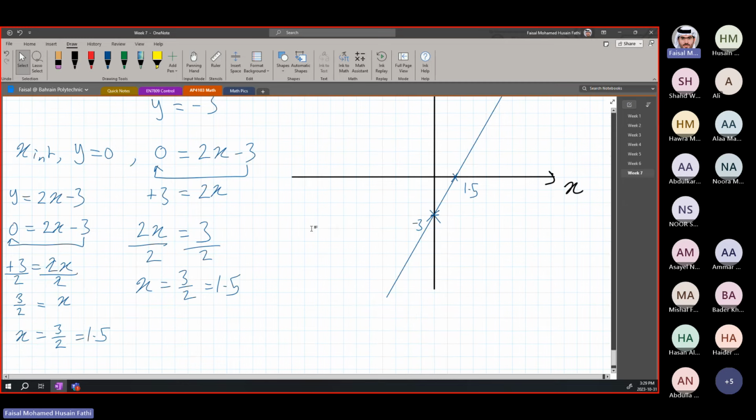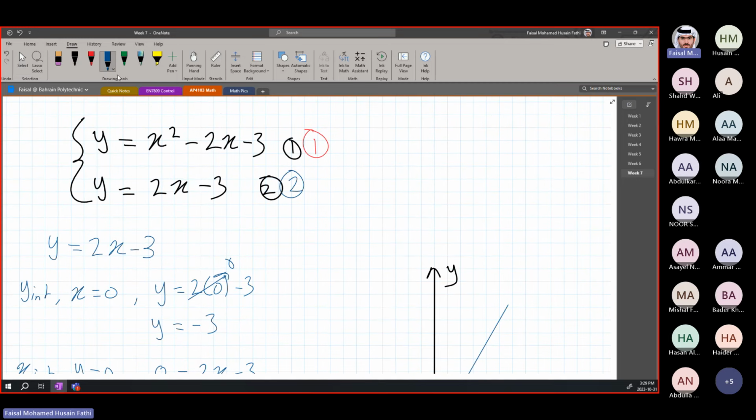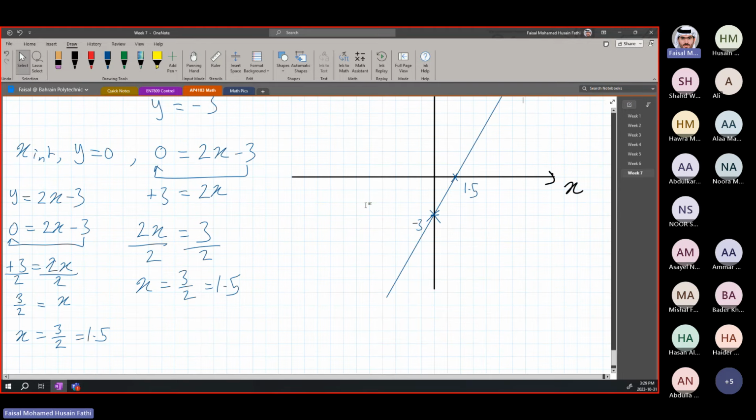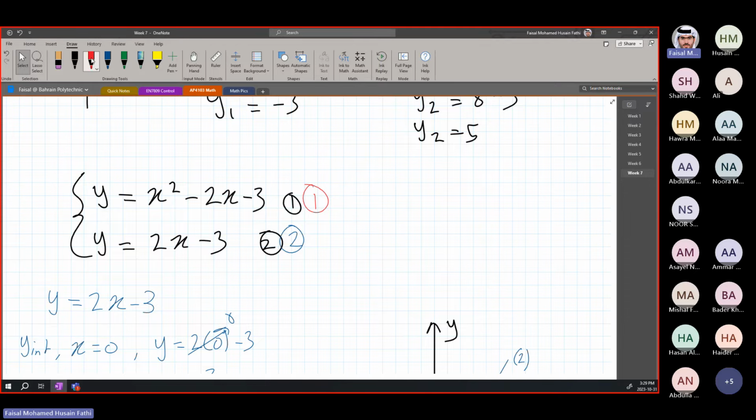Now, we finished plotting the line. This is equation 2, line 2. So I'm just going to put line 2 here. Now let's go to the quadratic equation. The quadratic equation we have is y is equal to x squared minus 2x minus 3.